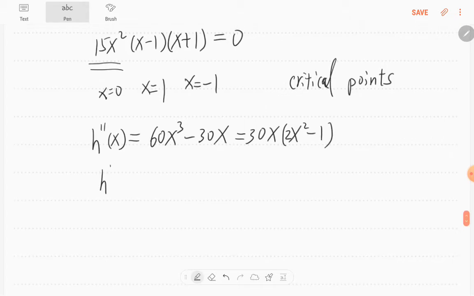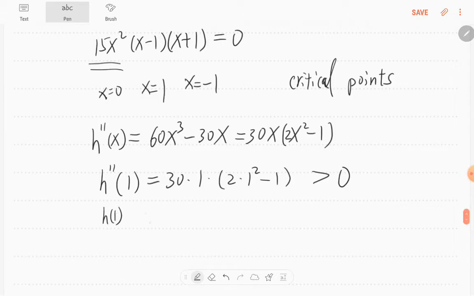So we need to test. Let's plug in 1 first. So we plug in 1, so this would be 30 times 1 times 2 times 1 squared minus 1, which is positive, right? So that means concave up, right? So by the second derivative test, h of 1 is concave up, so a local minimum. This is the second derivative test, right?